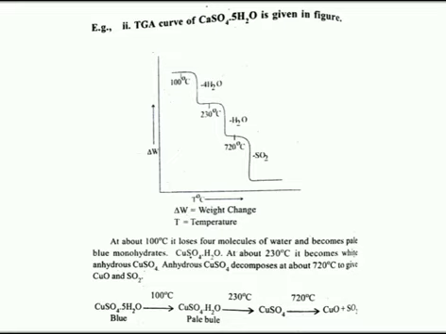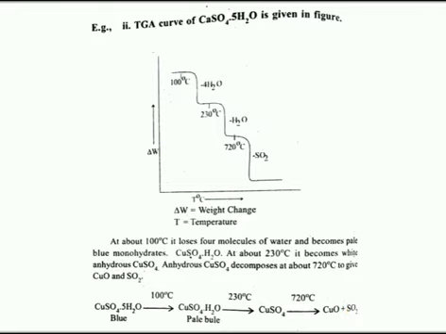Copper sulfate contains 5 water molecules. Among those 5 water molecules, it loses 4 water molecules at 100 degrees Celsius, and it does not lose the 1 remaining water molecule at 100 degrees Celsius, because that 1 water molecule is present in the lattice. It loses only 4 water molecules at 100 degrees Celsius, and then becomes pale blue monohydrate.